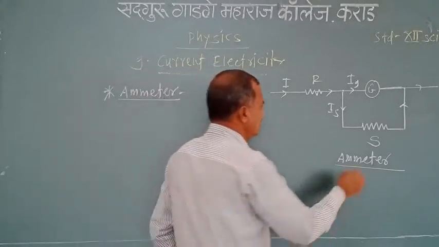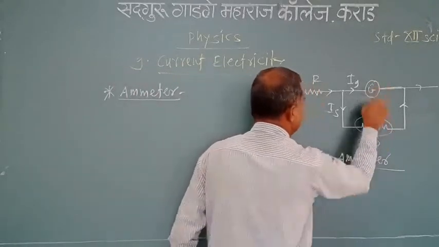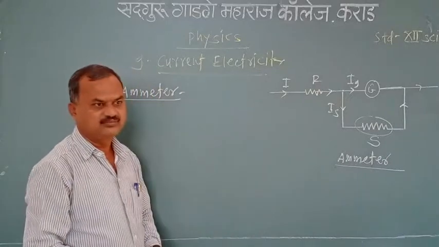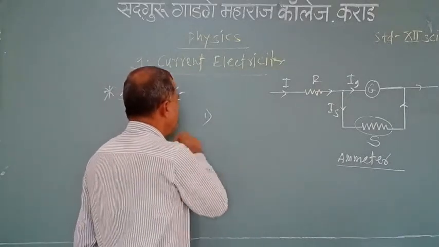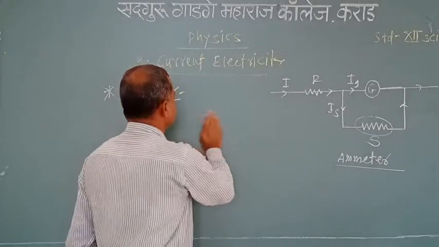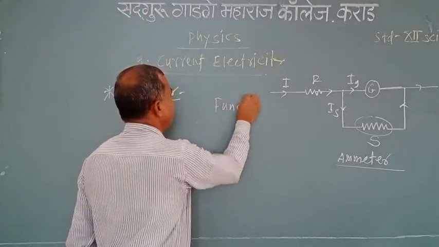Why is this shunt connected in parallel with the coil of galvanometer? For that, we consider the function of that shunt.